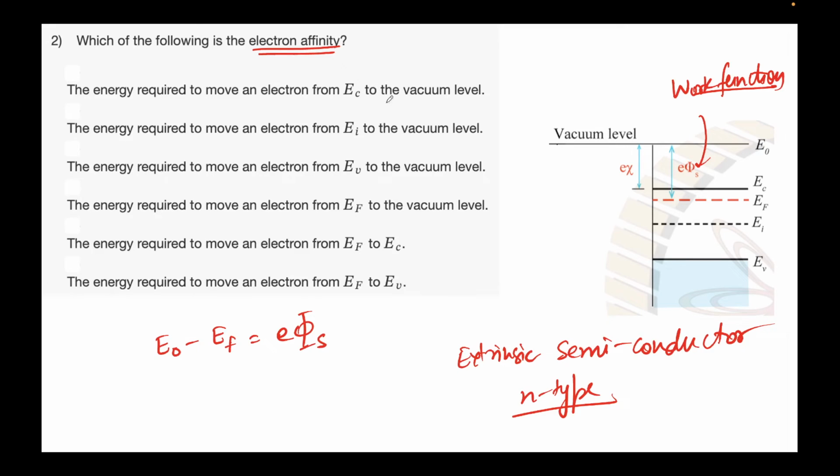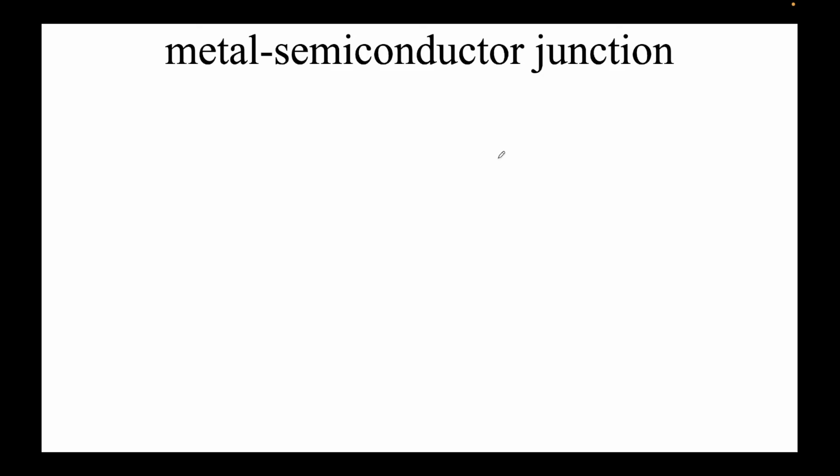What is electron affinity? Mathematically, I can write it as E0 minus EC equal to E chi. So this is the EC level, this is the E0 level, and this is the electron affinity. These are the two terms that we will use especially for the next few slides, for the remainder of this class. I'm just reiterating these concepts.